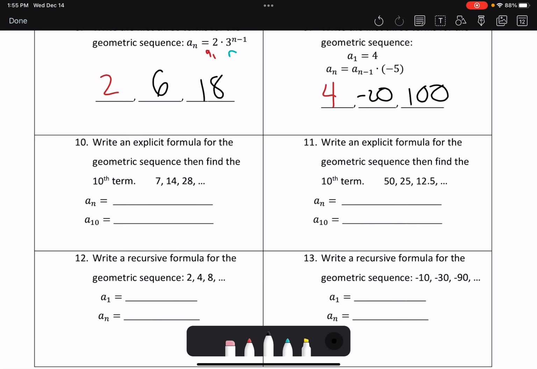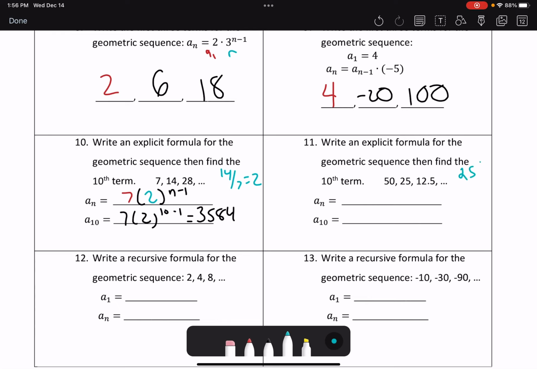For number 10, it says write an explicit formula for the geometric sequence and then find the 10th term. Well, I know my initial value is 7. And in order to find my common ratio, I can do 14 divided by 7, which gives me 2. So I have 7 times 2 to the n minus 1 power. And now I need to find 7 times 2 to the 10 minus 1 power. So in my calculator, I do 7 times 2 and raise it to 10 minus 1, which will give me a value of 3,584.